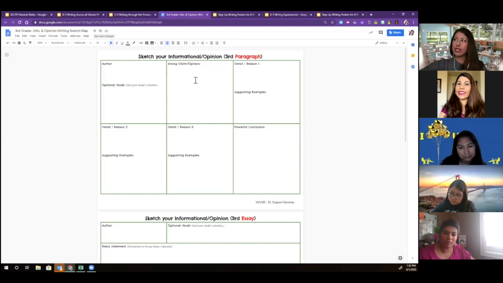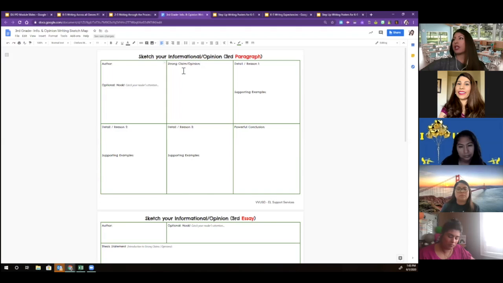So when we see this sketch map here, and this is going to be for an informational piece to start off with, or opinion, we would, of course, have the students write their name because they're going to be the author of this. They're going to start writing down, sketching or bullet points. What is their hook going to be, or what's their idea for the hook.